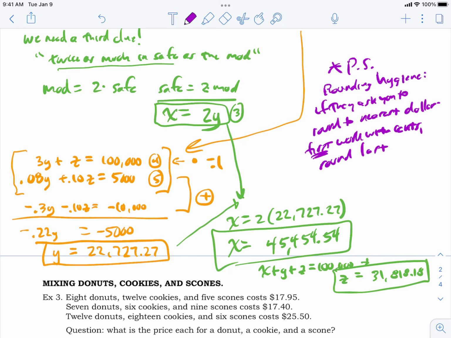Round at the very end. Not in the middle, but at the very end. Okay, that's 2 down, 2 to go.